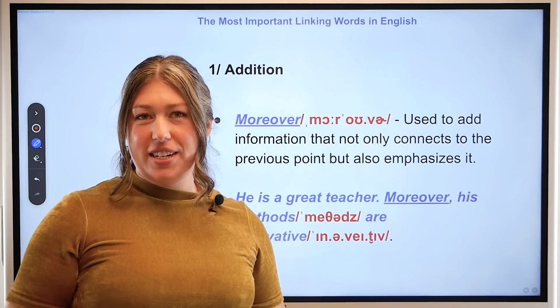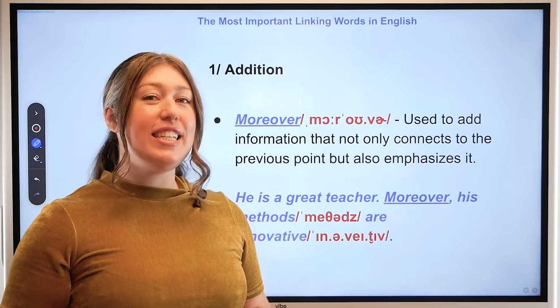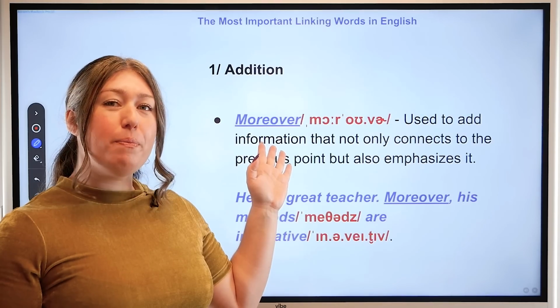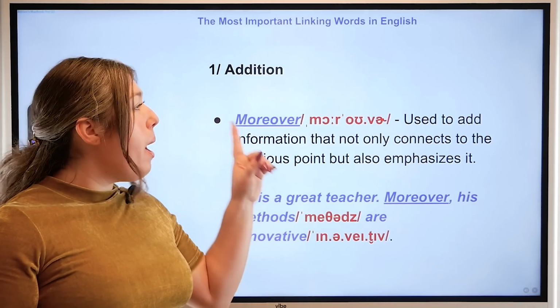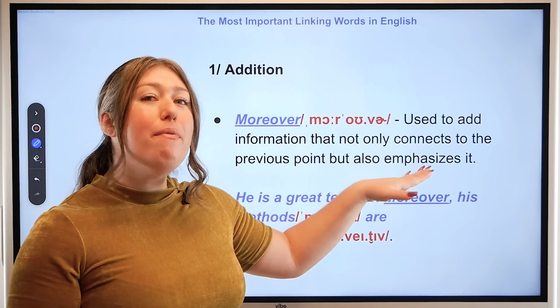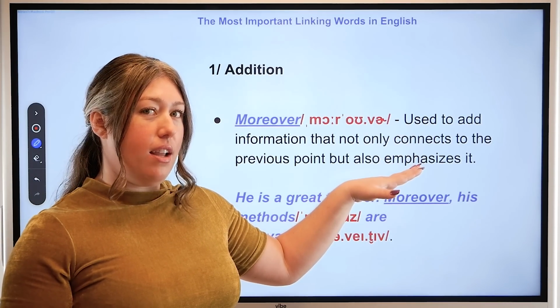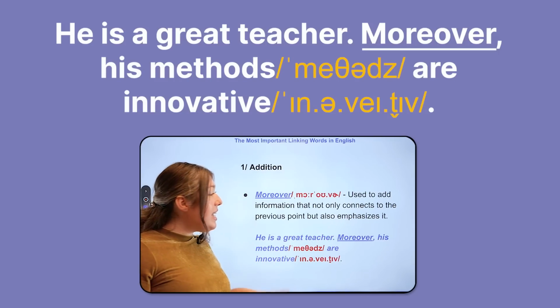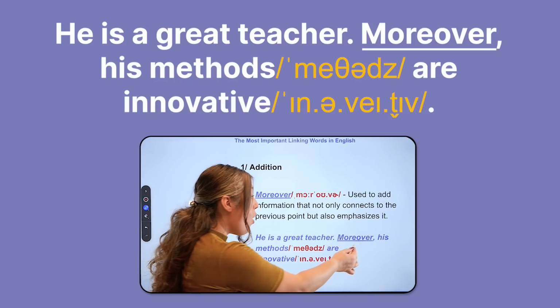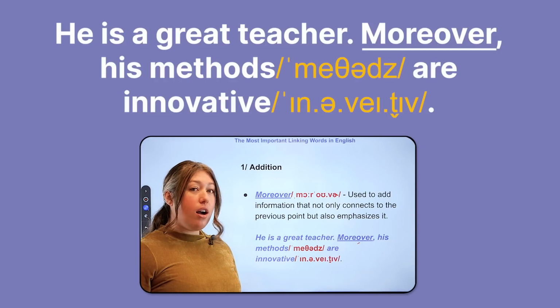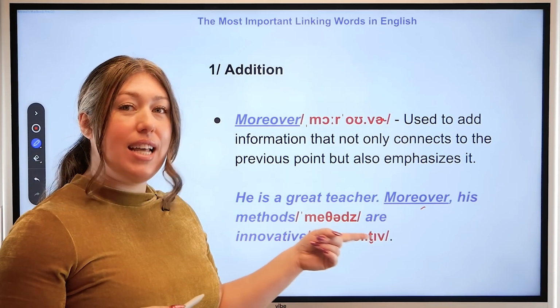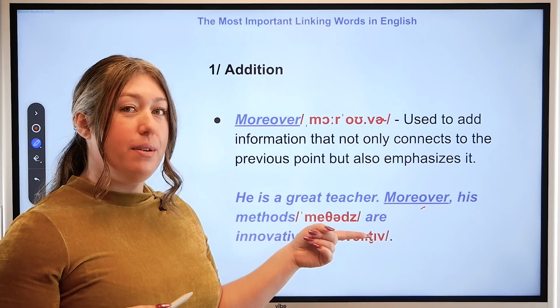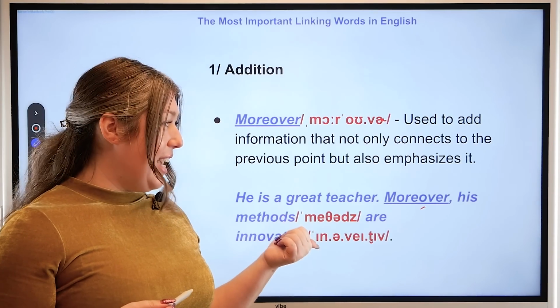And the next linking word of addition that we have is much fancier than and. It's moreover. We use it in the same way to add on extra information, but we can use moreover to also emphasize the information that we're adding on. For example, he is a great teacher. Moreover, his methods are innovative. So we're adding on information, but we also want to emphasize this new additional information. And let's go back and check pronunciation.